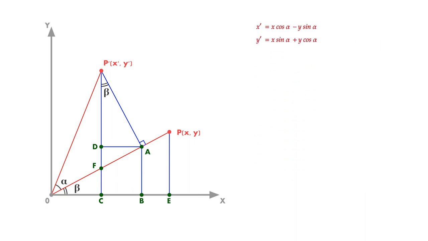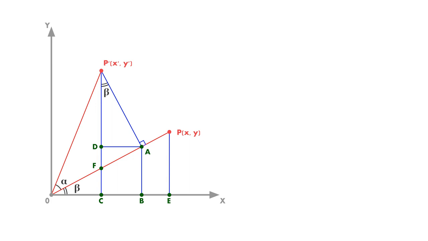And most importantly, these two expressions can be rewritten in a matrix multiplication form. The horizontal vector xy is multiplied by a 2x2 matrix with the values cosine of alpha, sine of alpha, negative sine of alpha, and cosine of alpha. The result is the horizontal vector containing the values x prime and y prime.